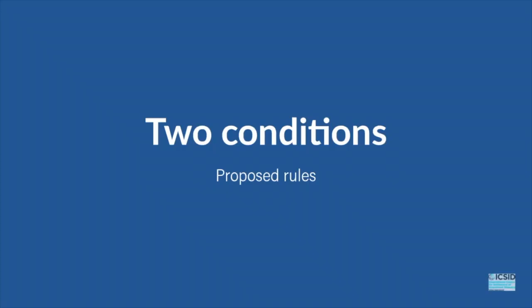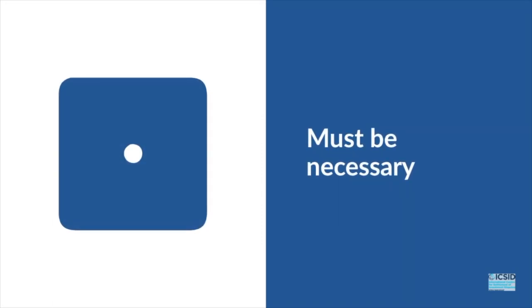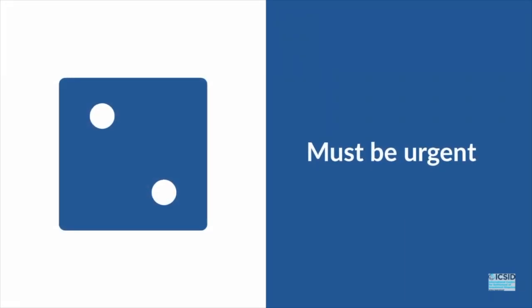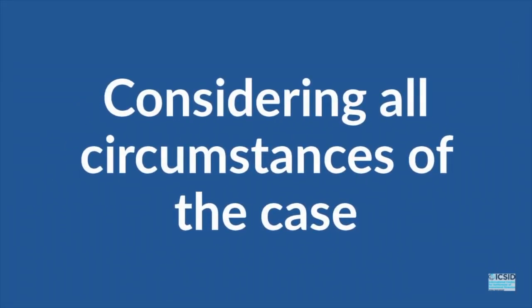The proposed rule also specifies two conditions that have uniformly been required to grant provisional measures. One, the measures must be necessary, and two, the measures must be urgent. In addition, tribunals must consider all circumstances of the case. The Secretariat does not propose to introduce emergency provisional measures, as this procedure is not always fit for investor-state disputes.